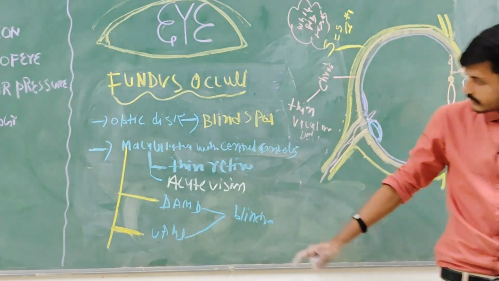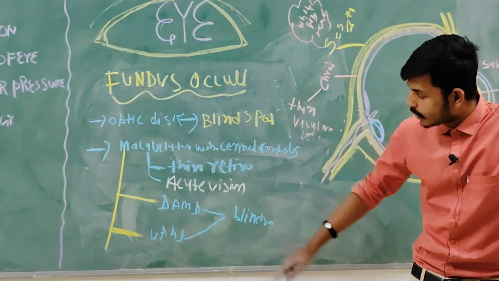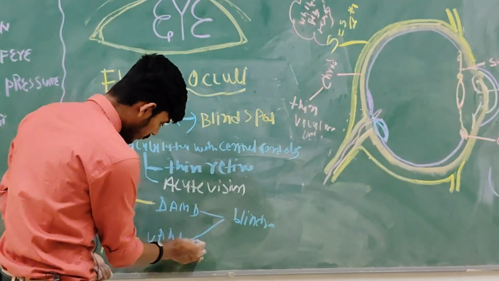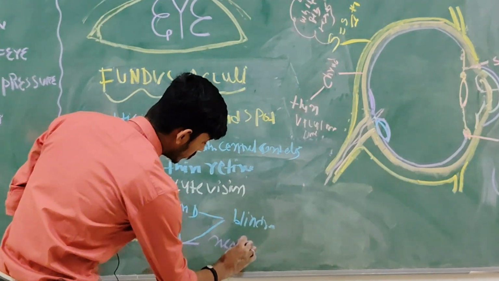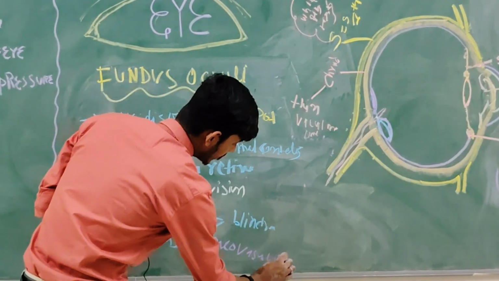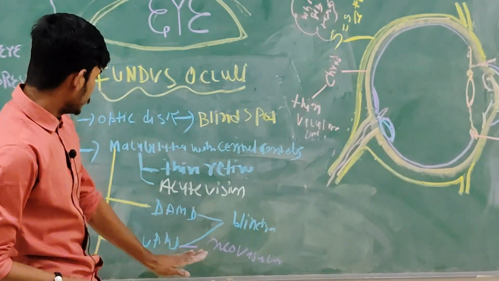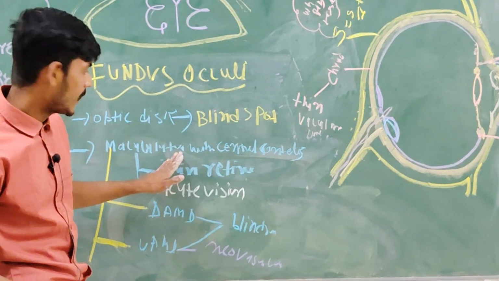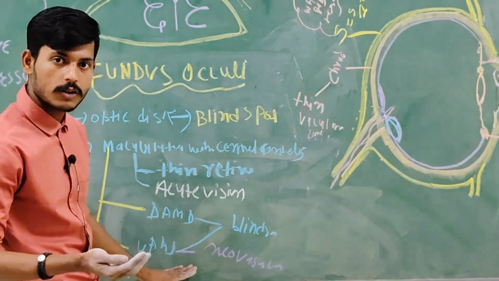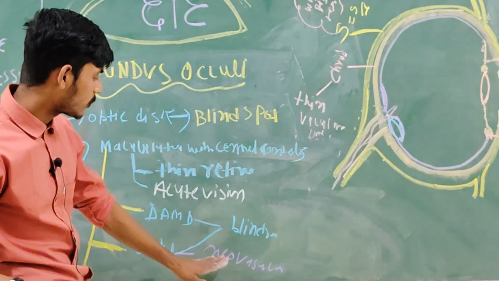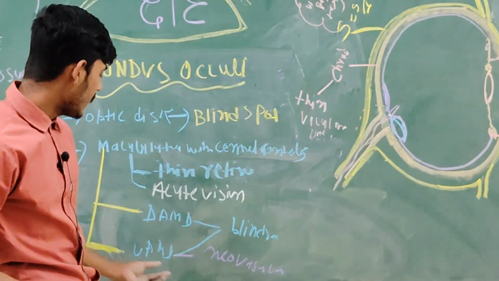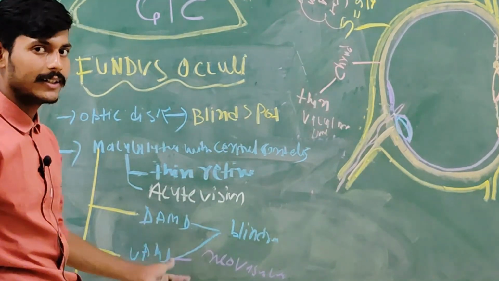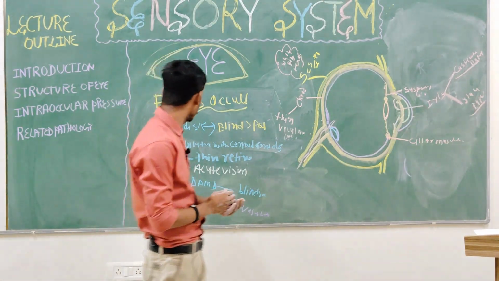Understanding? They are called wet because here there is a term called neovascularization. Neovascularization means generally less blood supply is present in the macula lutea area, but due to the pathology there is a formation of some underlying blood vessels. That's called neovascularization, and that's why it is called wet age related macular degeneration, which leads to blindness.